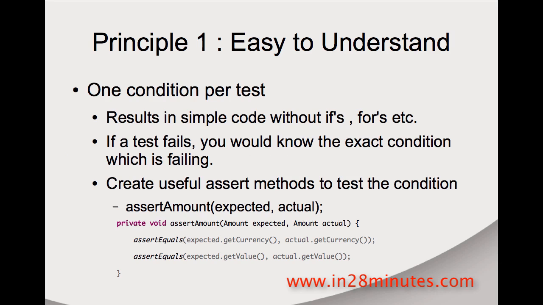The other important thing is one condition per test. It's very important because the test should not have any ifs or fors or any of that kind. That's kind of a given. And the reason why you should have one condition per test is because if a test fails, you know exactly which condition is failing. Also sometimes it's useful to create assert methods to test the condition. So I'm saying assertAmount(expected, actual) instead of writing assertEquals on getCurrency, assertEquals on getValue. I'm trying to create a higher level method assertAmount to assert the amounts. This kind of method also makes the test more readable.